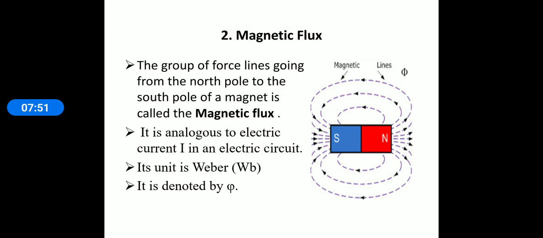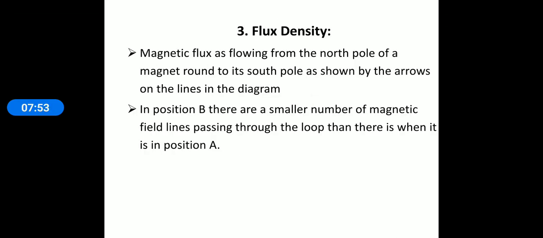Then next magnetic quantity is flux density. Magnetic flux is the number of lines of force flowing from the north pole of a magnet round to its south pole, as shown by arrows on the lines in the diagram.